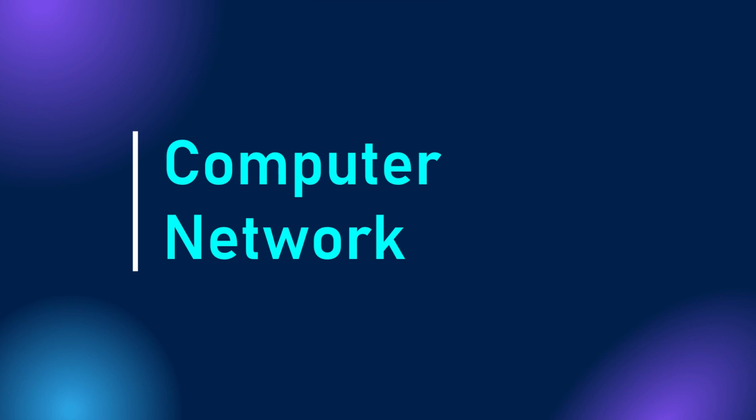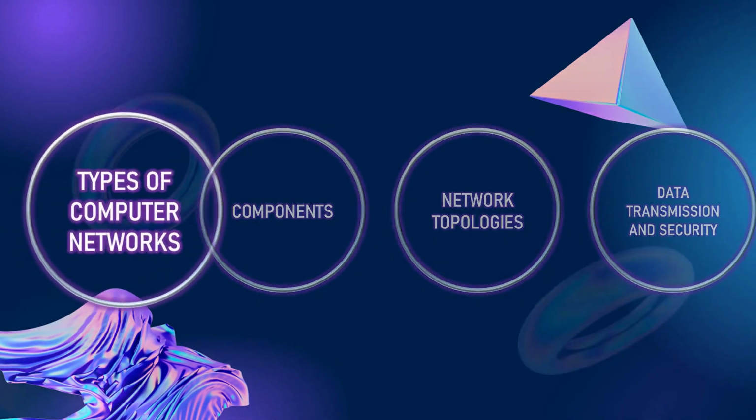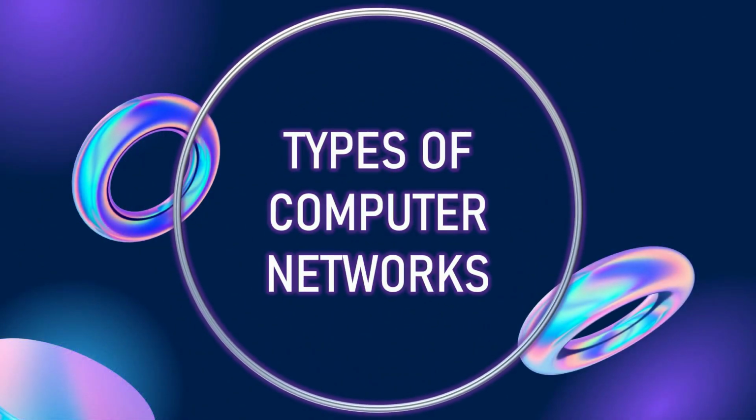In this project, we are going to discuss the types of computer networks based on geographical connectivity, components, network topologies, data transmission, and its security. So firstly, we are going to talk about the types of computer networks. The four main types of computer networks are LAN, WAN, MAN, and PAN.